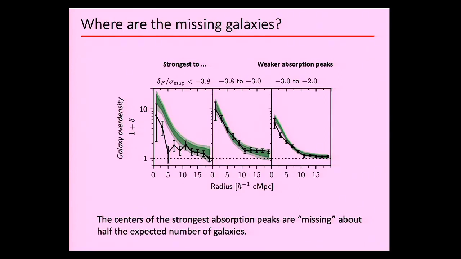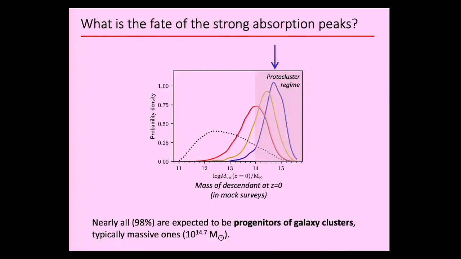So another nice thing you can do with the mock surveys is ask about, what are these kind of strong absorption peaks in the IGM maps? And in particular, you can ask what kind of structures they're associated with at low redshift 0, let's say. This is showing the blue curve here, the most massive halo that's formed within these structures by redshift of 0. And when it's above 10 to the 14, we call that a protocluster by definition, basically. And you can see that these strongly absorbing regions, the blue curve, are mostly protoclusters and pretty massive ones too. So, what we're seeing and kind of missing the galaxies from is what we expect to be the centers of very massive protoclusters.